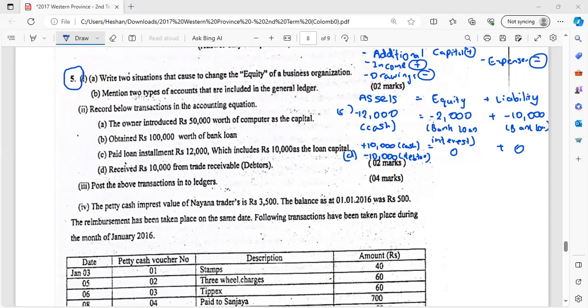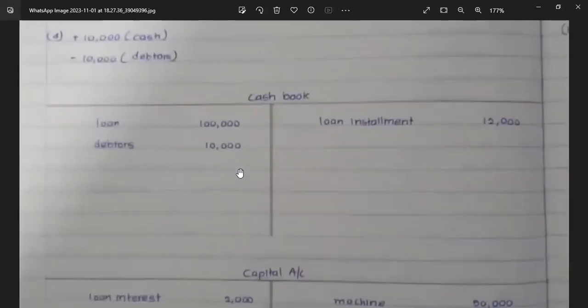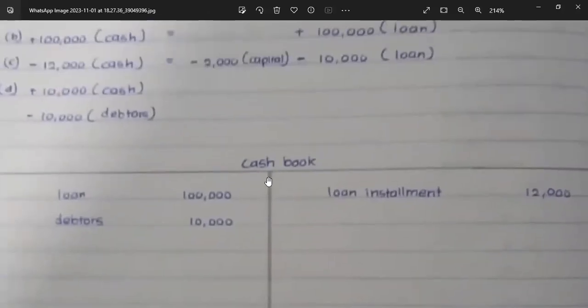Yes, sir. I'm going to share your answer. Guys, can you see the answer? Yes, this is the answer. It's clear. All right, done.